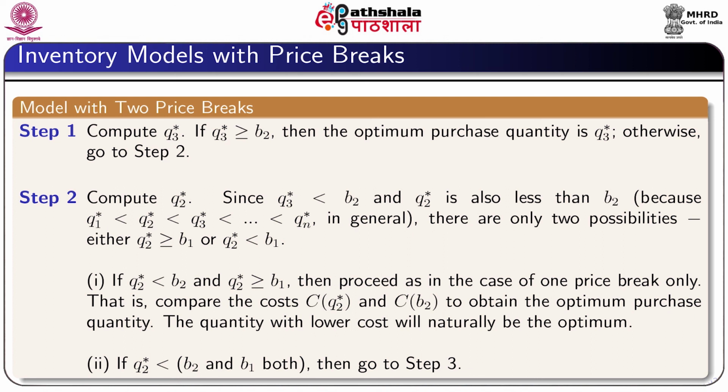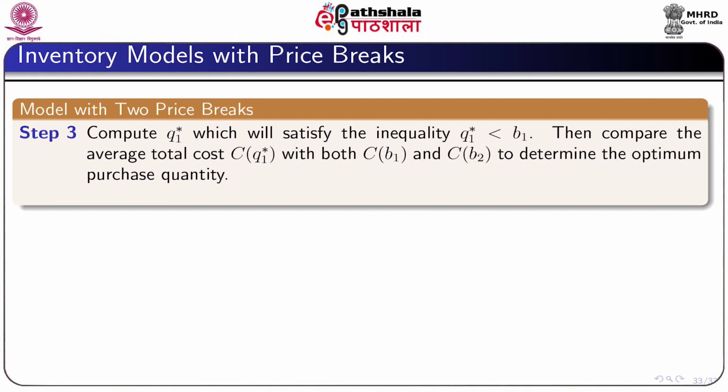Now, if Q2 star is less than both B1 and B2, then we proceed to the next step. In step 3, we compute Q1 star, which will satisfy the inequality Q1 star is less than B1. Then we compare the average total cost C(Q1 star) with both C(B1) and C(B2) to determine the optimum purchase quantity.